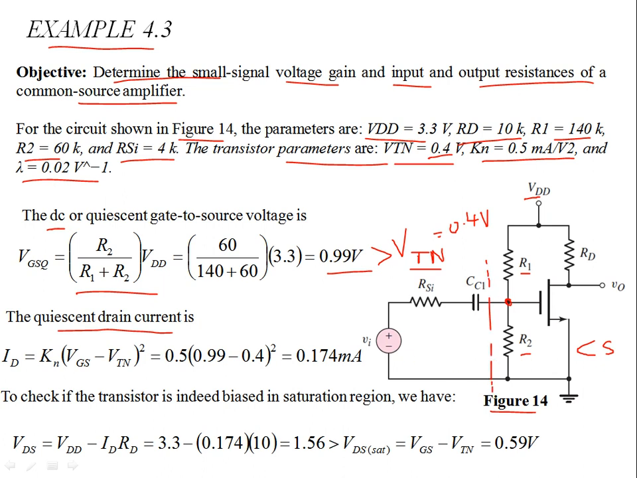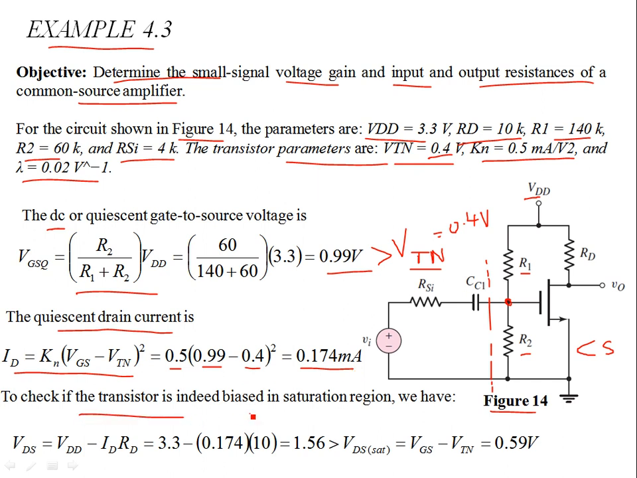The capacitor is open. So ID is given as Kn times (VGS minus VT) whole squared in saturation. This is the saturation current, not the non-saturation one, because we are assuming that the transistor is on and biased somewhere in the saturation region. If our assumption is true, then we are past VDS sat. So Kn is 0.5. If you plug in the values, with VGS as 0.99 and the threshold voltage as 0.4 volts, you find that ID is 0.174 milliamps. And we are assuming that this is the saturation current.